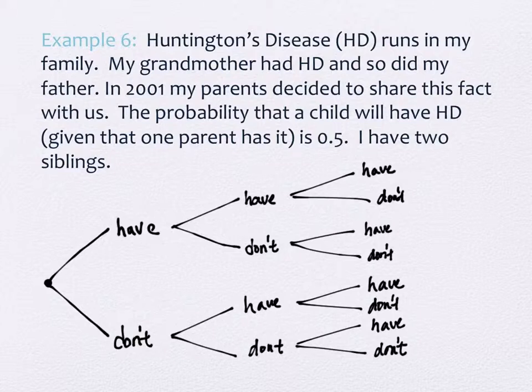All right, and like I said, it's a 50-50 shot. So every single branch in this tree diagram has a probability of 0.5 or 1/2, okay? So put 0.5s or 1/2s in everywhere. I did 1/2s last time, so I'll do 0.5s on this one.